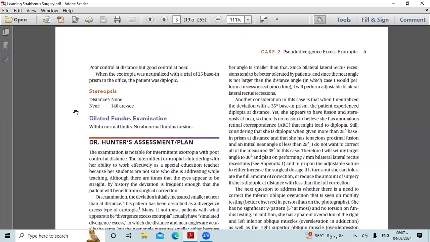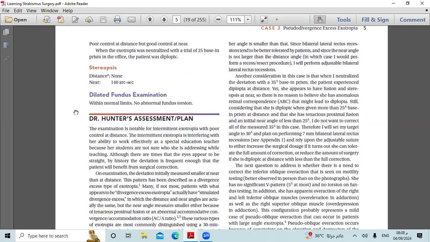So poor control at distance, but good control at near. When the exotropia was neutralized with a trial of 25 base in prism in the office, the patient was diplopic. Stereopsis: distance, none; near, 140 arc seconds. Dilated fundus examination within normal limits, no abnormal fundus torsion.